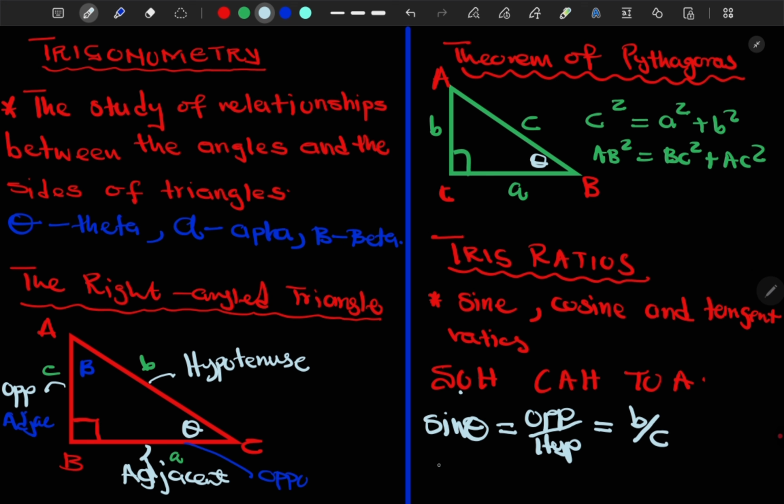What about cosine? Cos theta in this context would be equal to adjacent over hypotenuse. What is our adjacent from the right-angled triangle above? The adjacent side is a, and the hypotenuse is c. Okay.